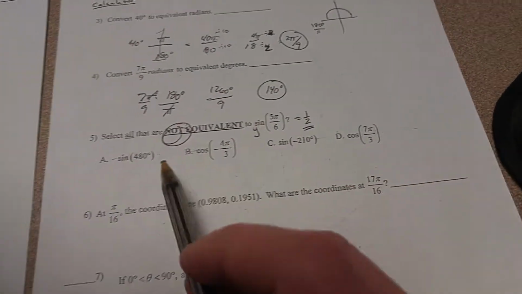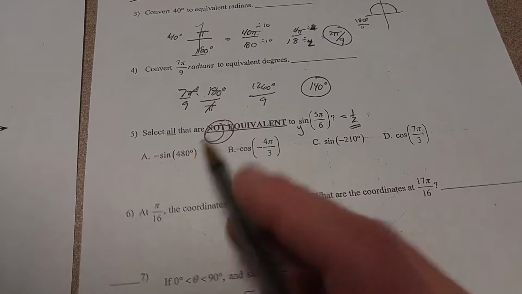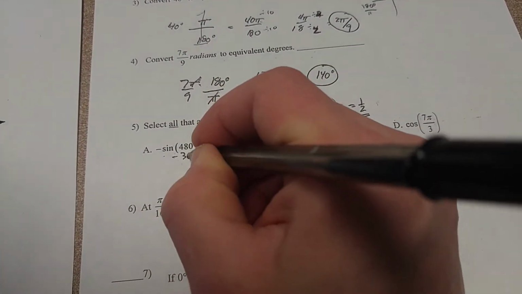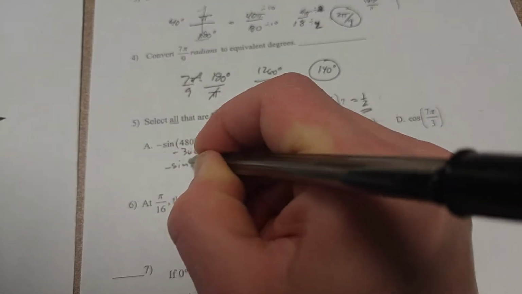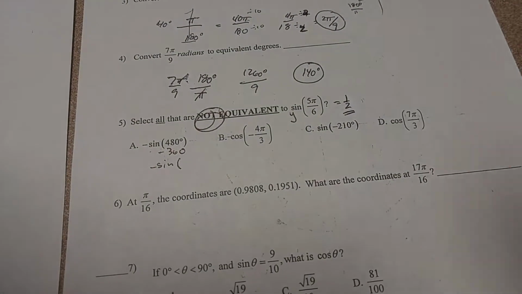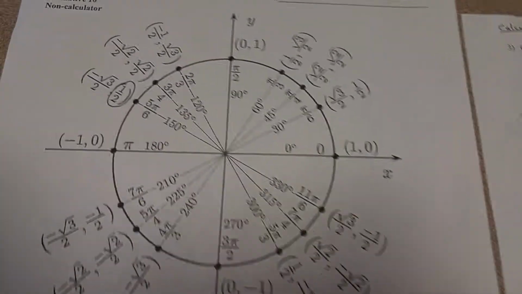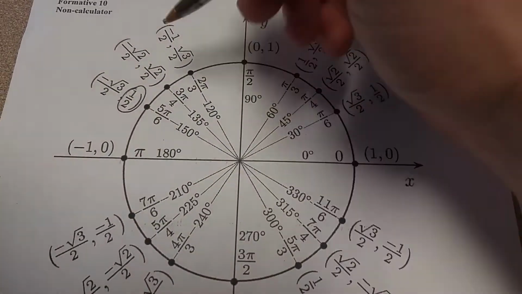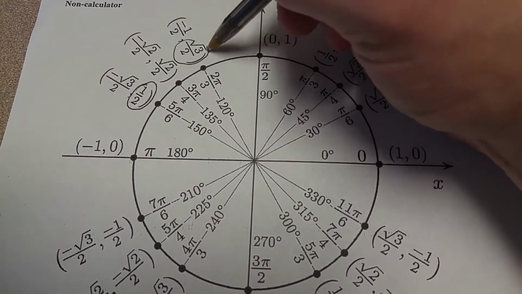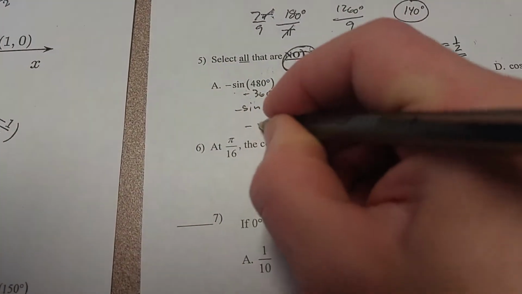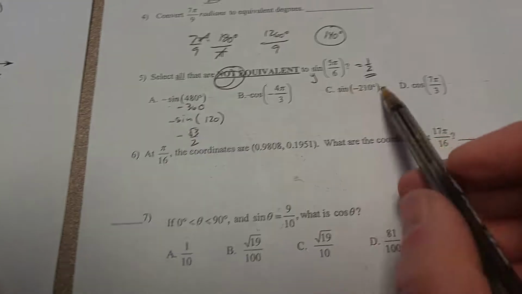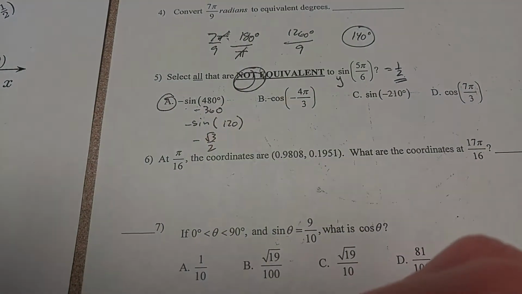So let's just do all these. The negative of the sine of 480. Well, let's take out one circle. So this is the same thing as the negative sine of 120. So let's find the sine of 120. Here's 120. The sine is the y-coordinate. So the negative of that number is negative root 3 over 2. That is not 1/2. So A is one of my answers.